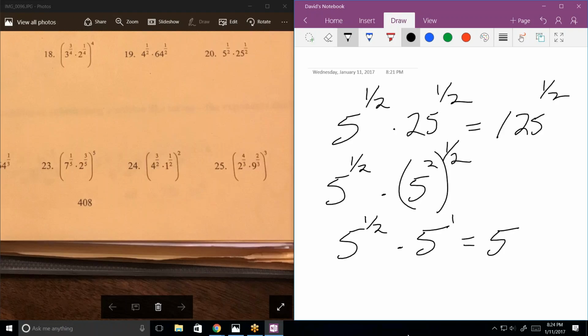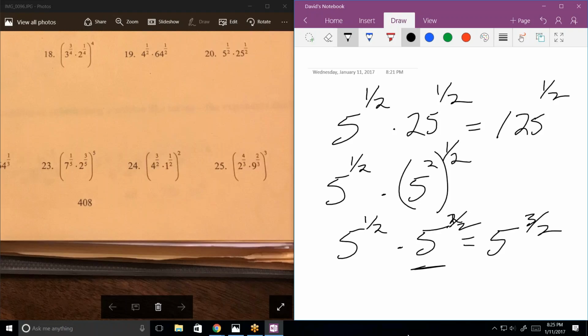So you're still not done yet. You still have to give me an answer. 5 to the what? 5 to the first power. What's 5 to the 1/2 power times 5 to the first power? Here, I'll make it easy. I'll write 1 as 2 over 2. So 3 over 2. 5 to the 3 over 2 power. And that is the answer.